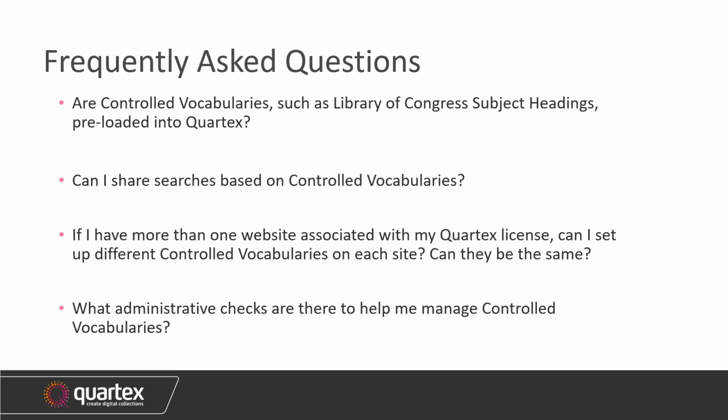And again, if you're interested in taking a look at that, if you're a repository that would need to consider multiple front-facing sites, we'd be happy to talk with you about that and also what that might look like from the administrative side. And then finally, what administrative checks are there to help me manage controlled vocabularies?